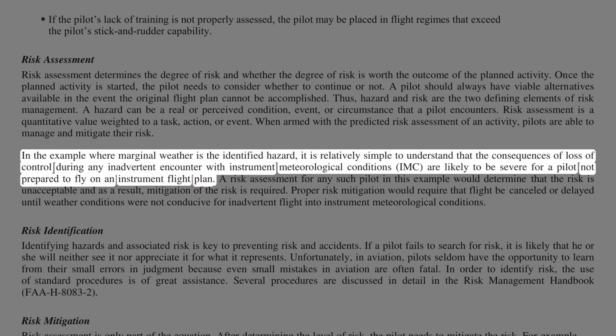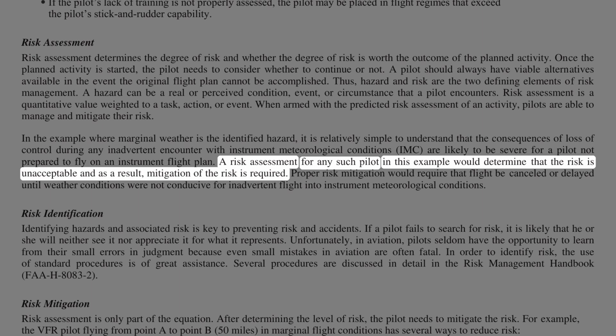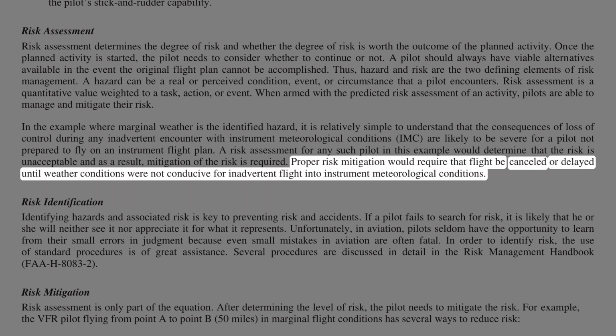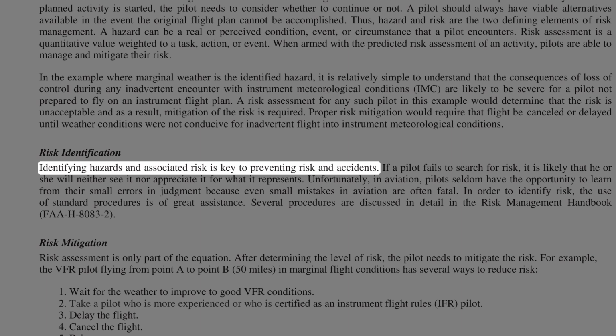In the example where marginal weather is the identified hazard, it is relatively simple to understand that the consequences of loss of control during any inadvertent encounter with instrument meteorological conditions, IMC, are likely to be severe for a pilot not prepared to fly on an instrument flight plan. A risk assessment for any such pilot in this example would determine that the risk is unacceptable and as a result, mitigation of the risk is required. Proper risk mitigation would require that flight be cancelled or delayed until weather conditions were not conducive for inadvertent flight into instrument meteorological conditions. Risk identification. Identifying hazards and associated risk is key to preventing risk and accidents.